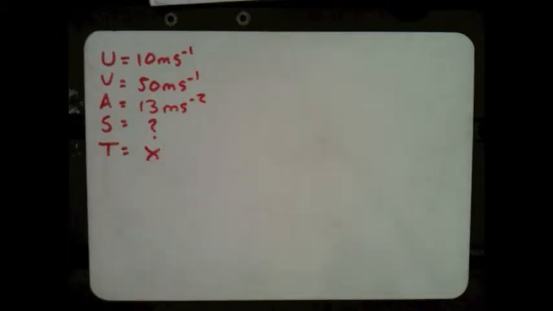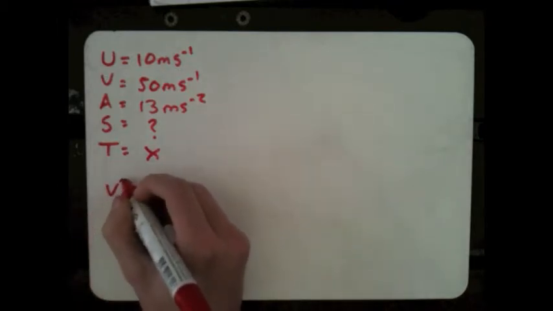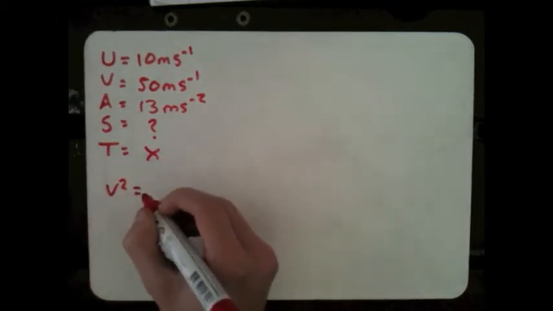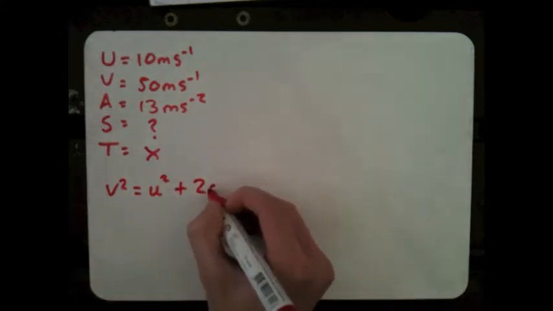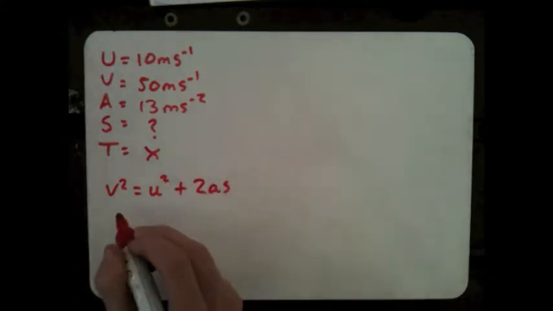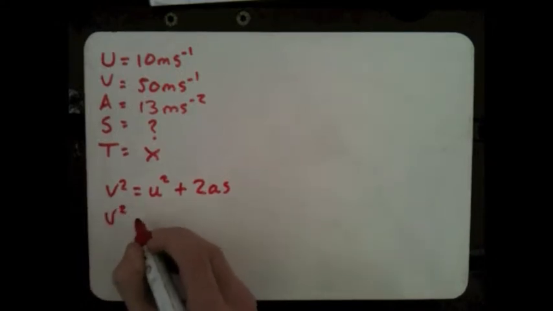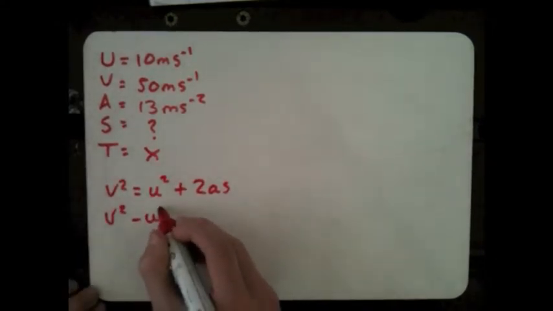Then we choose the correct equation we're going to use to find out S. So we're going to use V squared equals U squared plus 2AS. We can then rearrange this to S equals (V squared minus U squared) over 2A.